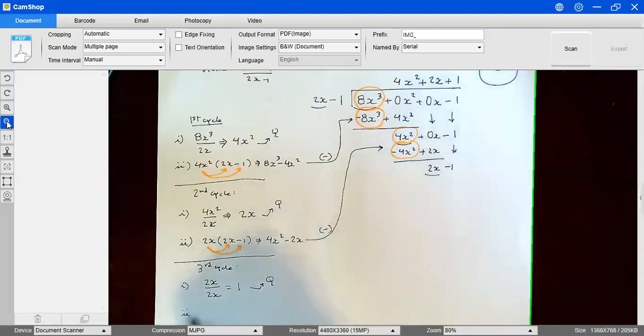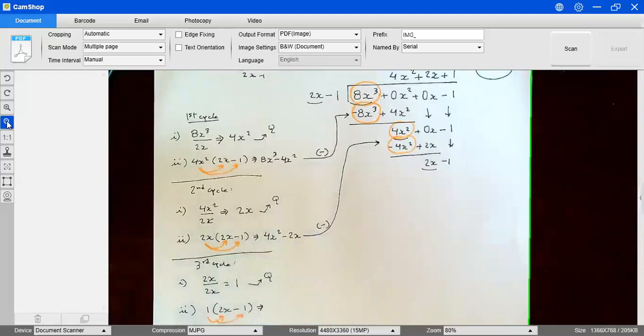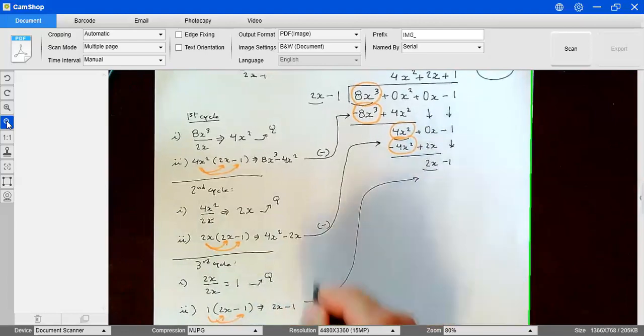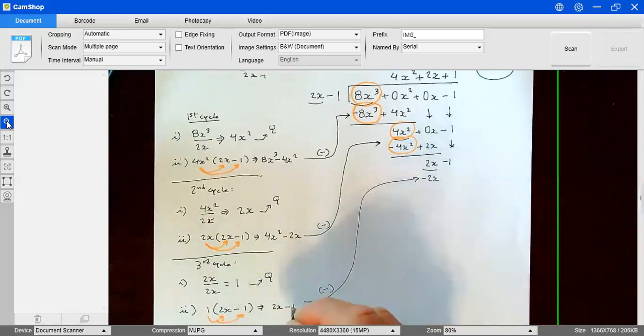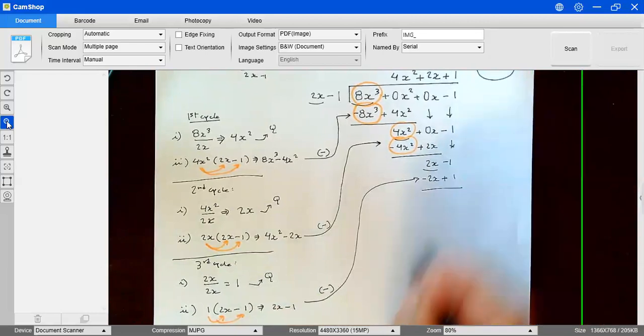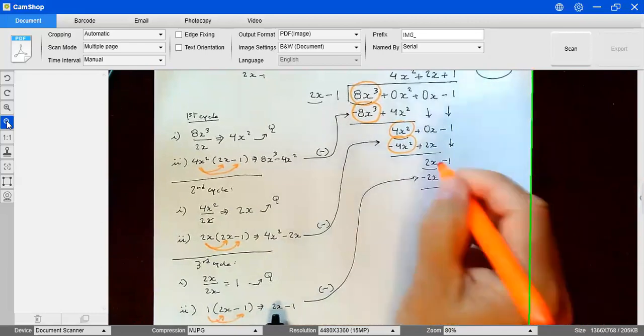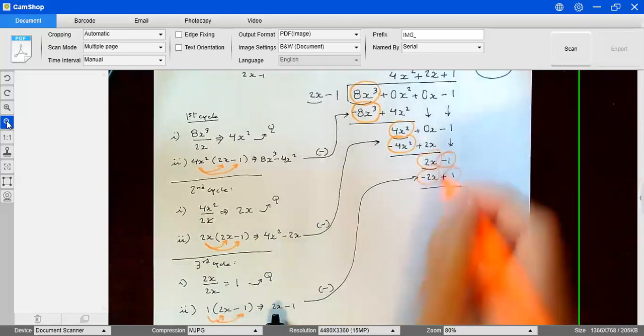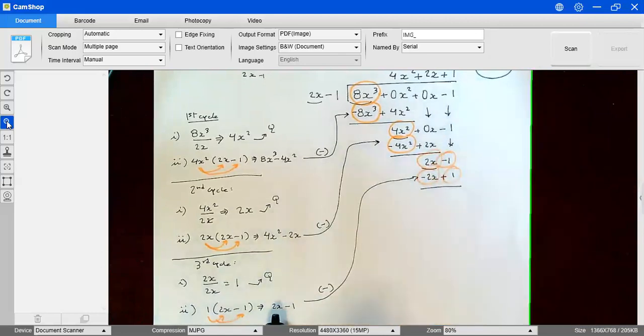Then the second step is just multiplying that 1 and the entire divisor. So one more time, we are applying the distributive property. So we're going to get 2x minus 1. Now we're going to write this here, but with opposite sign. So it's going to be negative 2x, positive 1. And you're going to see that you can cancel this and this and this and this. So you end up with a 0 remainder.